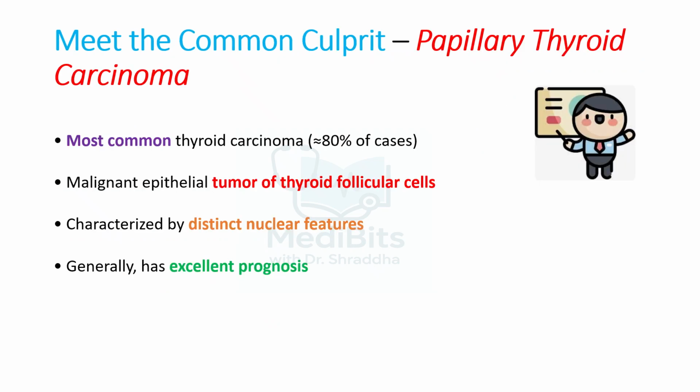So papillary thyroid carcinoma, or PTC, is the most common thyroid cancer, making up almost 80% of cases. It comes from thyroid follicular cells and its superpower is having distinct nuclear features that pathologists love to ask about. The best part, even though it's a cancer, the prognosis is usually excellent.